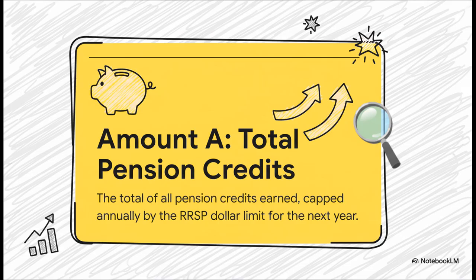First up is amount A. This is your starting point. Think of it as the total damage to your RRSP room. It's simply the sum of all the pension adjustments, all the PAs, that were reported for you during your entire time in that specific part of the pension plan. It represents the grand total of RRSP room that was taken away because of your pension. This is the big number that we are potentially going to reverse.